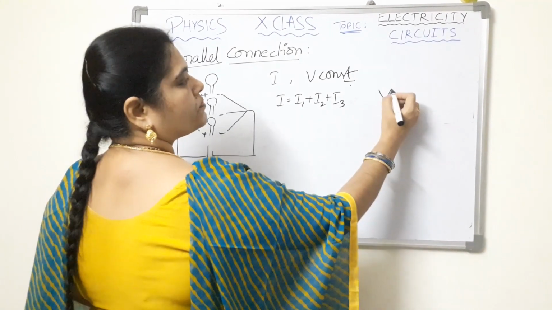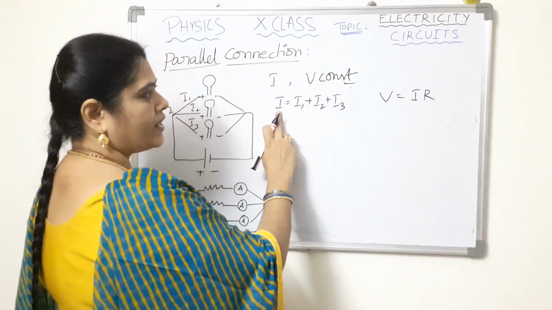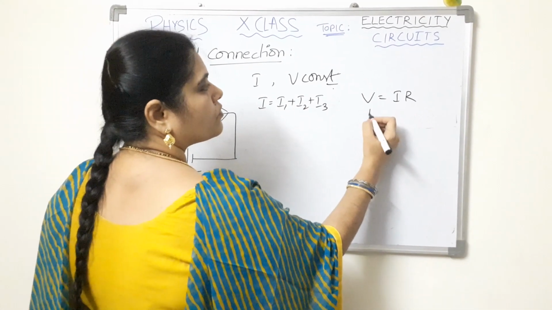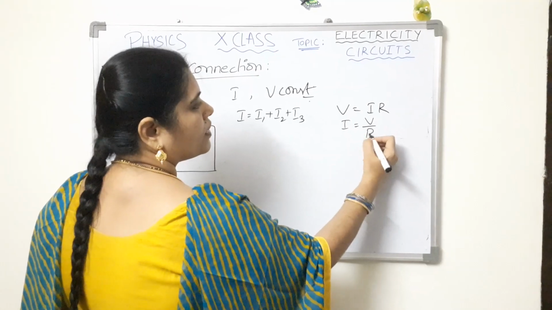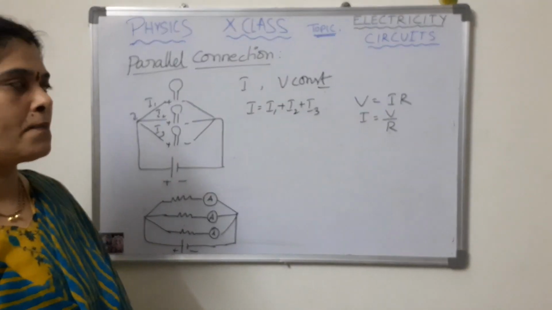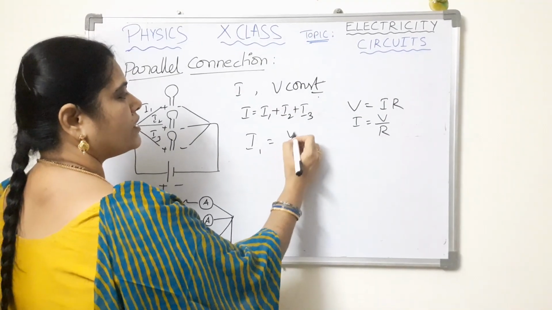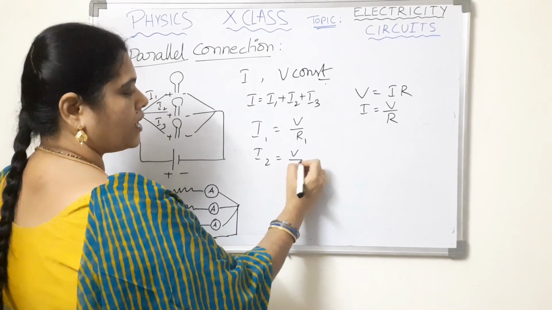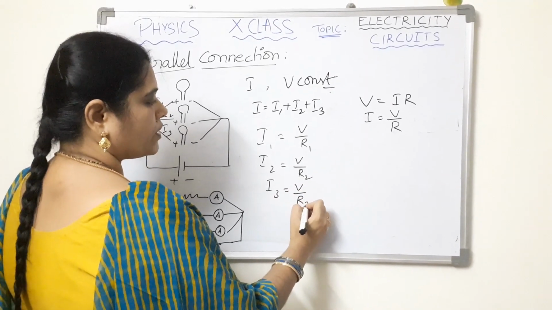Again we know that V is equal to IR, but we don't want V, we want I. For getting I, what will you do? Send this R across, then it becomes I is equal to V by R. Then the expression for I is I is equal to V by R. Then what for I1? For I1 it is V by R1. What for I2? For I2 it is V by R2. What for I3? V by R3.